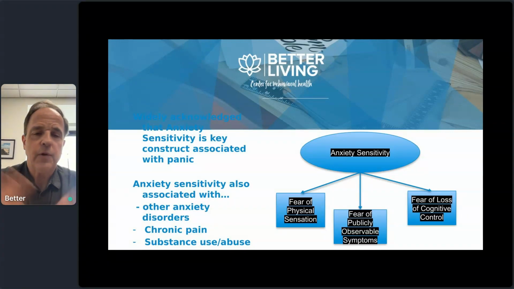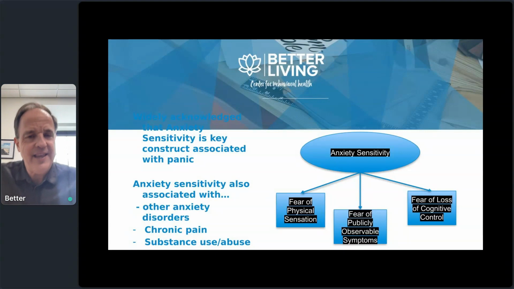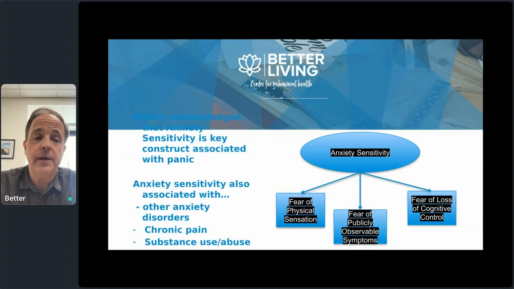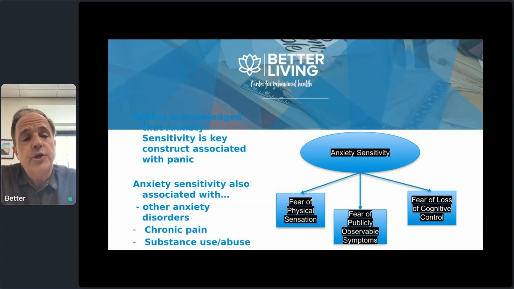So let me start with what you can't quite see on the slide. Anxiety sensitivity is a key construct associated with panic. It's easily assessed, by the way. There is an 18-item questionnaire that is the most widely used measure of anxiety sensitivity. It's called the ASI-3. It's super quick to administer. It's not proprietary, so you don't have to purchase it. If any of you are requesting materials via email from this presentation, I'm happy to include that measure with it.